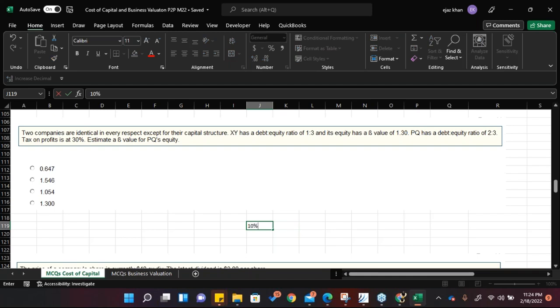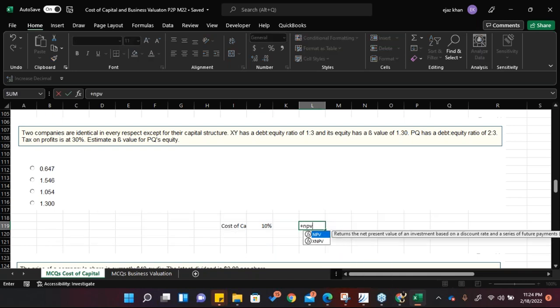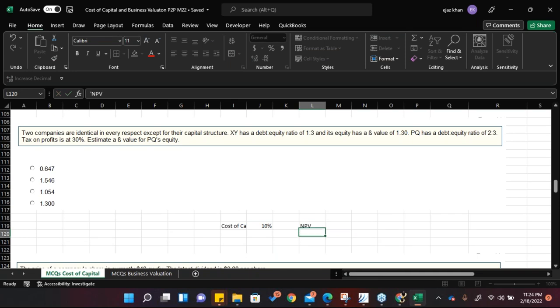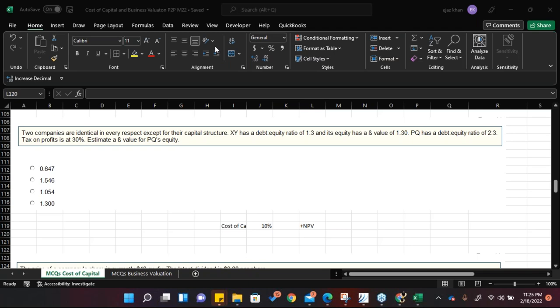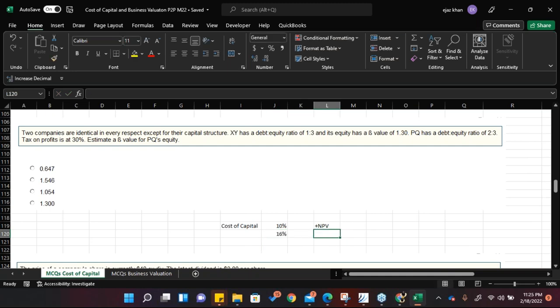Let's say, for example, our cost of capital is 10% at the moment, and at this cost of capital, we have a positive NPV. Let's say we increase this cost of capital to, say, 16%. The NPV turns out to be zero. If I increase it further, it will be negative. So I cannot afford to increase this cost of capital beyond 16%, as it will result in a negative NPV. That's the maximum change we can afford, right?